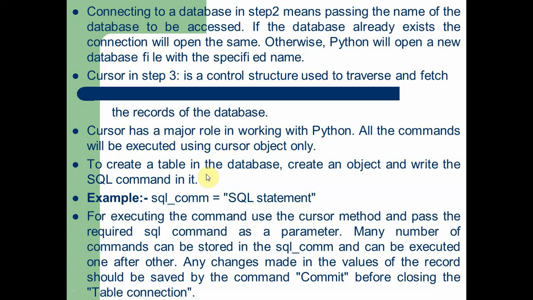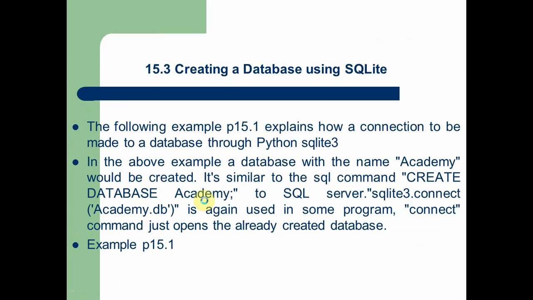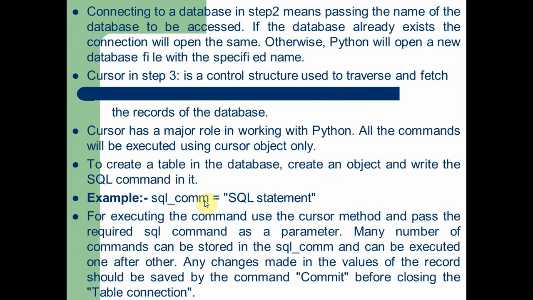To create a table in a database, create an object and write the SQL command in it. Here in the example you can see sql_comm is an object created manually by the user. Within that object we can give the SQL statement. The SQL statements are common for all database management systems, so we can use all the SQL statements which were discussed in the MySQL lessons. For executing the command, use the cursor method and pass the required SQL command as a parameter.